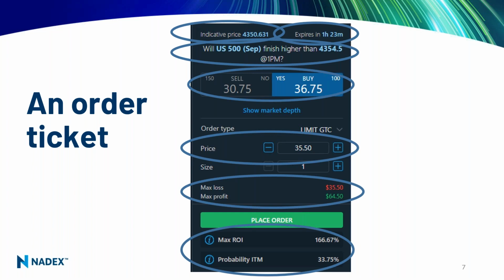It tells you your probability of it being in the money and it going to 100. If you're selling, it would be 100 minus that number, because you're looking for it to go to zero, not up to 100. And then your return on investment. How much am I risking and what could I potentially make? What could I potentially make if I held it to expiration and it went to 100?